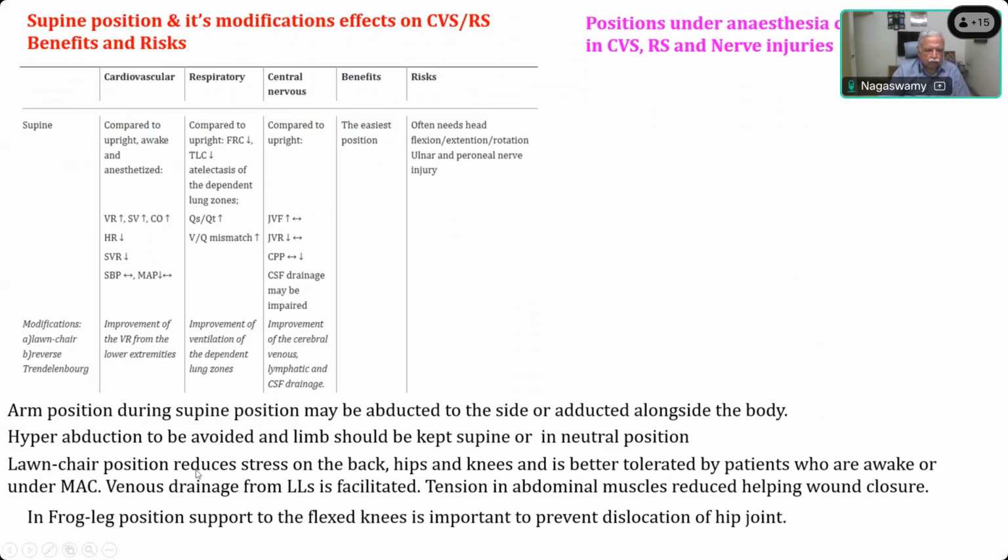So you know how to put this patient in lawn chair position? No. Okay, I will show you the picture now. It will reduce the tension on the abdominal muscles and also help to close the wound.